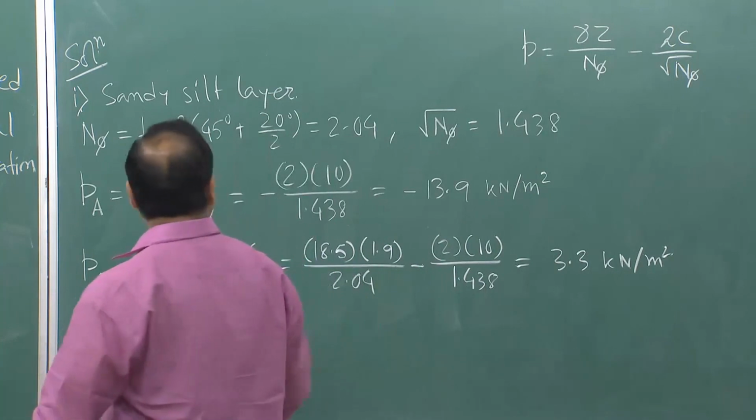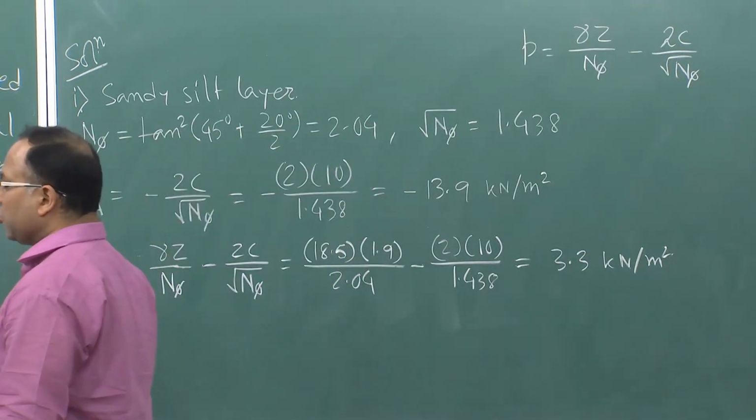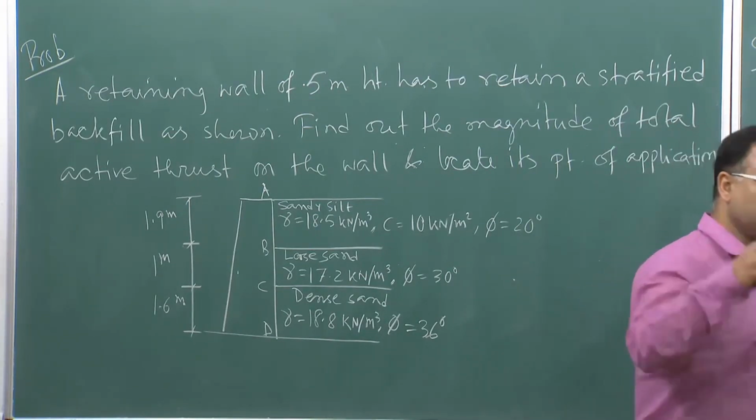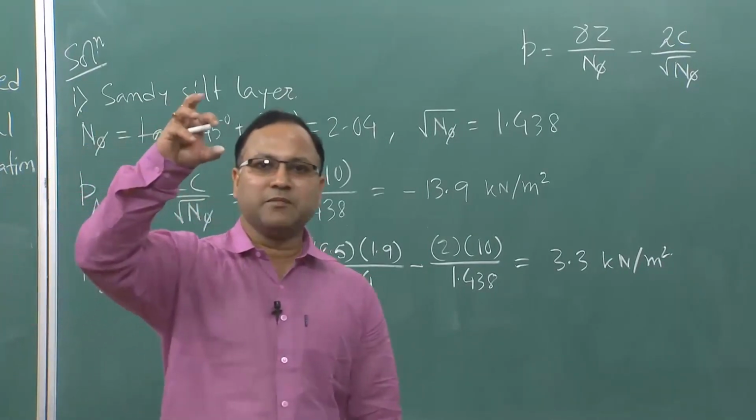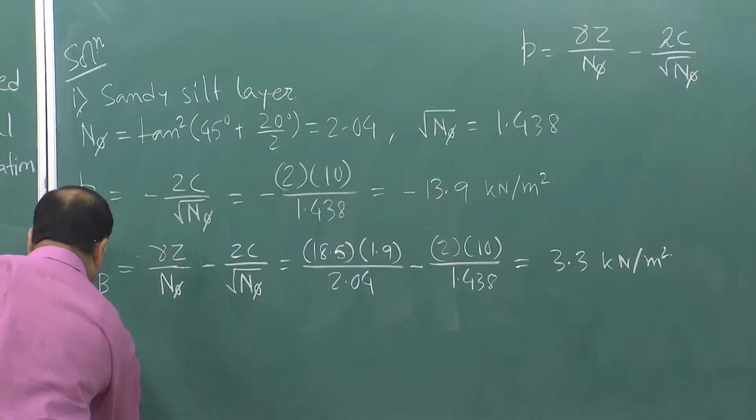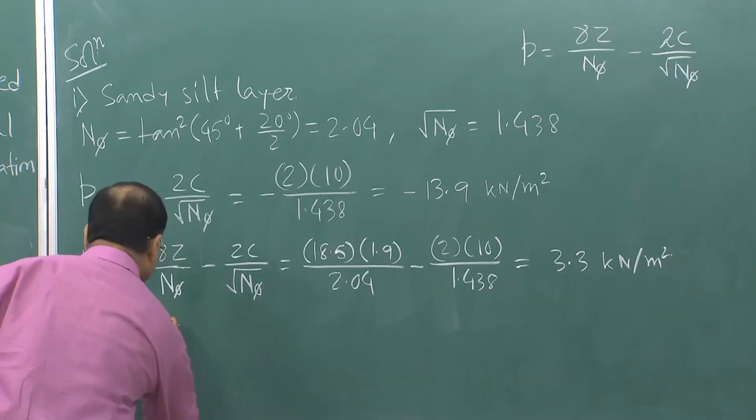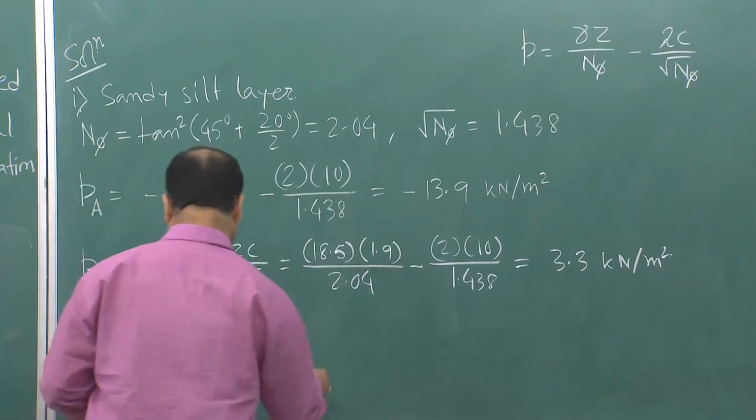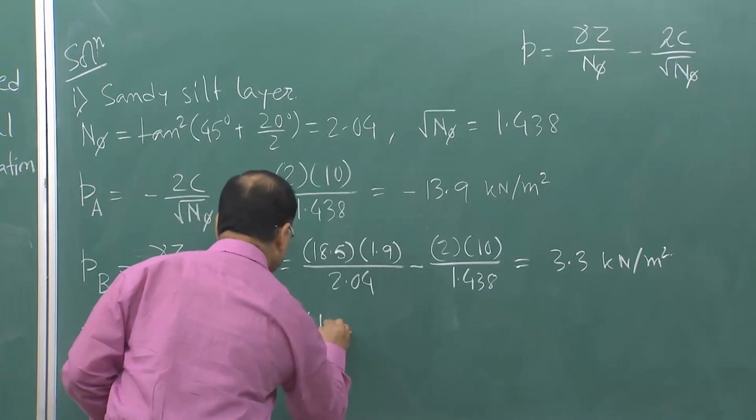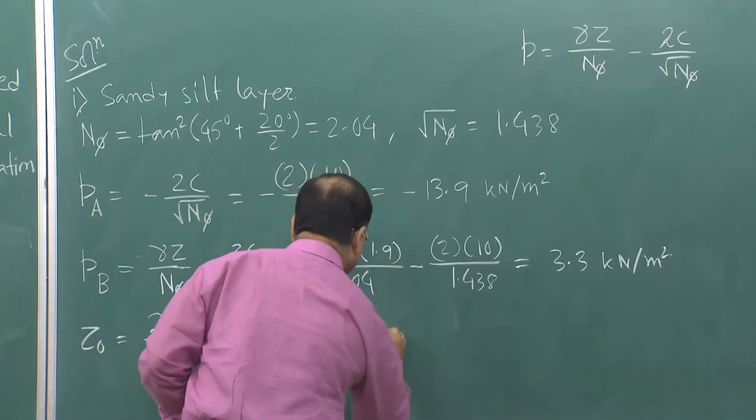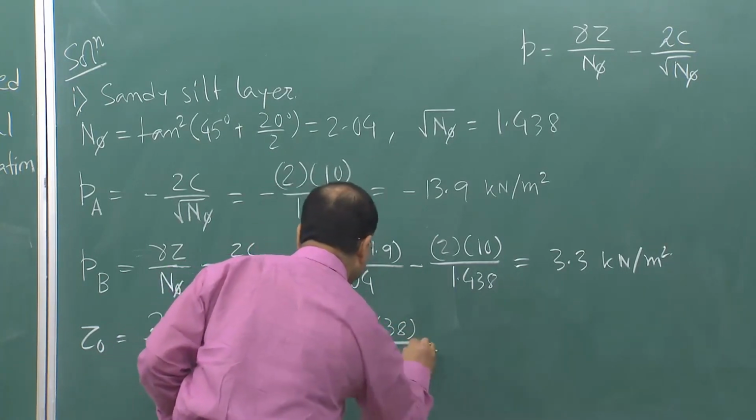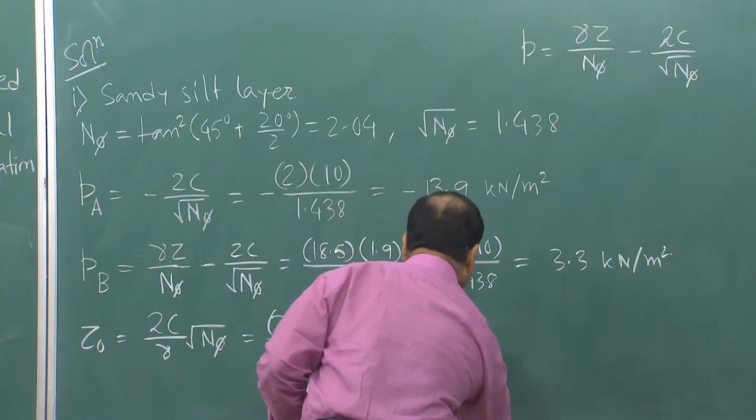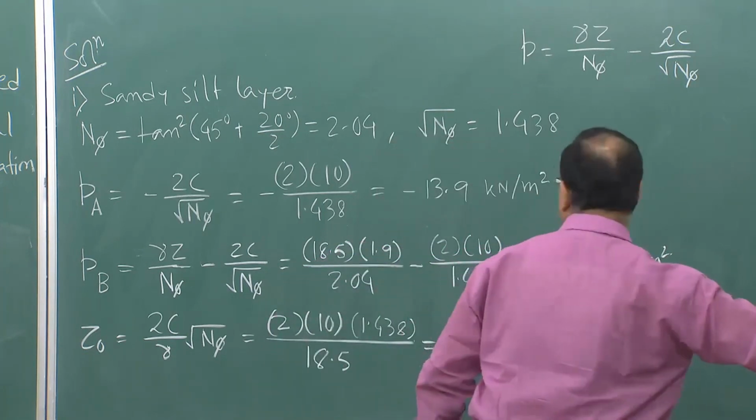Now, because you have cohesion in the top layer, you may expect the tension crack. So, that zone of tension crack will be defined by the depth z naught, right. So, we need to calculate z naught. So, z naught will be equal to 2c by gamma into root over N phi, which is equal to 2 into 10 into 1.438 divided by 18.5. It gives me 1.55 meter.